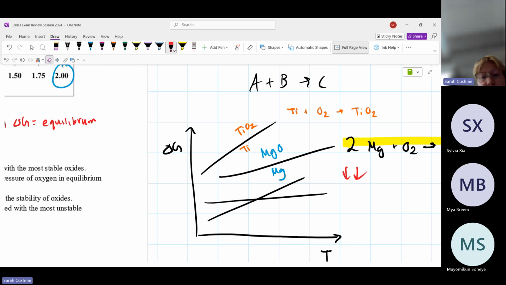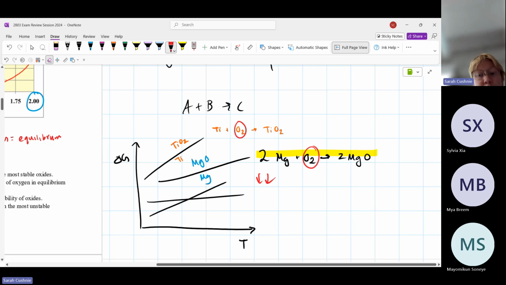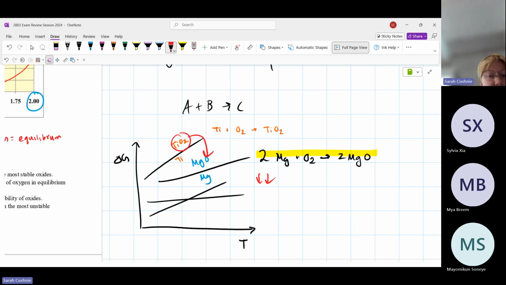So what is oxygen going to do in this situation? Oxygen is going to go to the oxide that has the lower Gibbs free energy. So we're going to take all of the oxygen from TiO2 and use it to form MgO. So in this case, we would end up with MgO and regular titanium. And that's kind of how you can think about these diagrams.